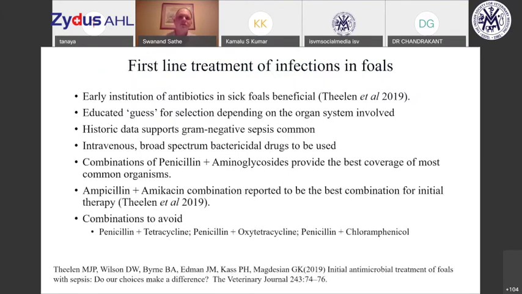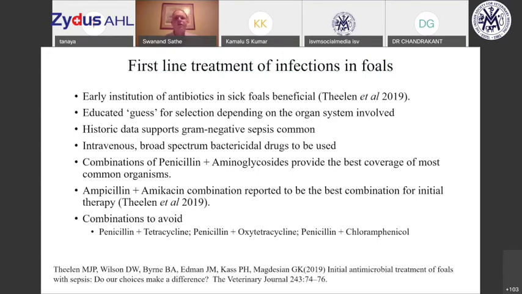So for first-line treatment of infections, these are certain things that you need to keep in mind. There was a study that was recently done, a retrospective study in 2019 by Thielen et al. And they concluded, based on numerous data that they got from different hospitals in the United States, that early institution of antibiotics in sick foals is beneficial to greatly reduce the morbidity and mortality rate.